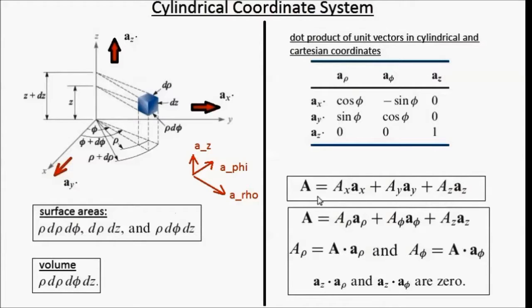The A will be the Cartesian A. Likewise, A phi term will be obtained by taking the dot product of the Cartesian A with a phi, because the other combinations will be 0. For example, if you look at this, a z dot a rho and a z dot a phi will be 0 for getting the A rho calculation. So in the conversions between these two coordinate systems, it is clear that we need the dot product between the unit vectors. So these dot products will allow us to make the transformations between the cylindrical coordinates and Cartesian coordinates.